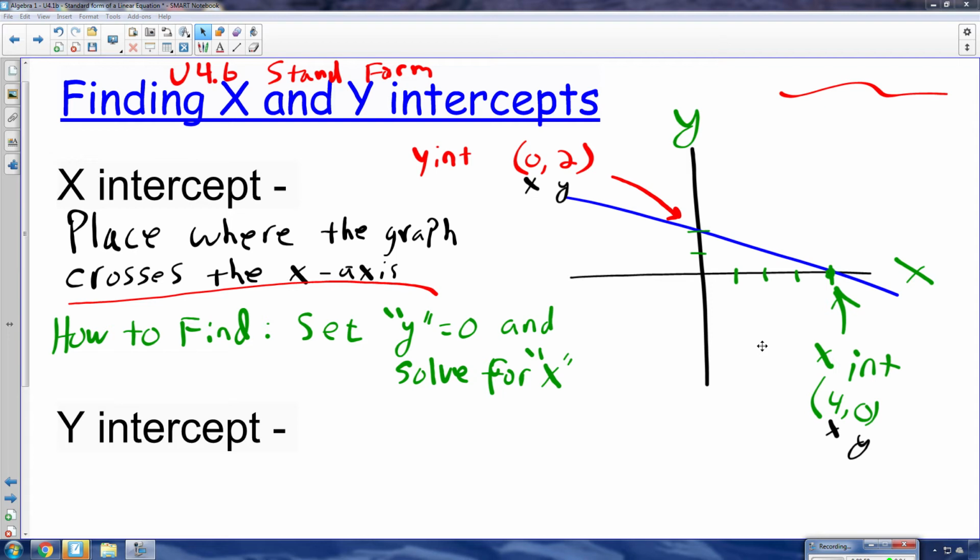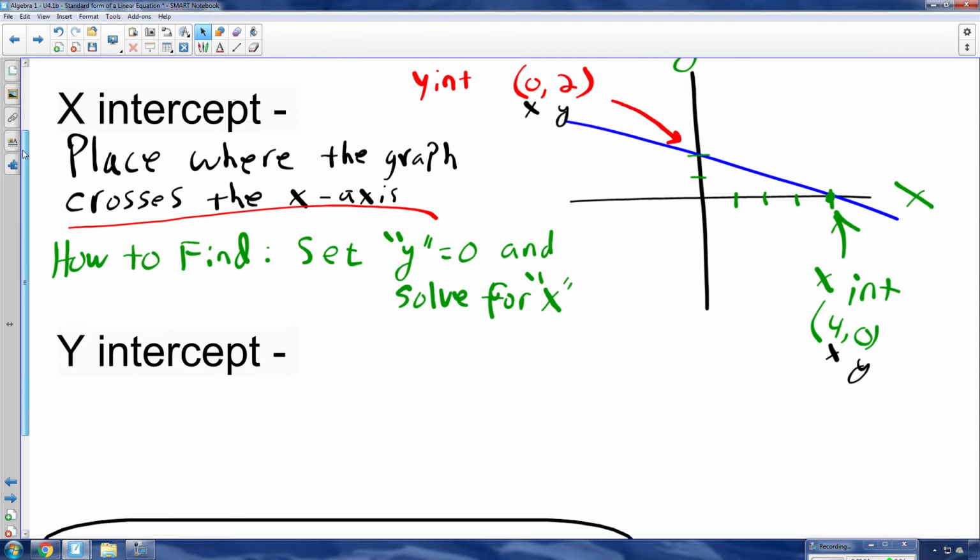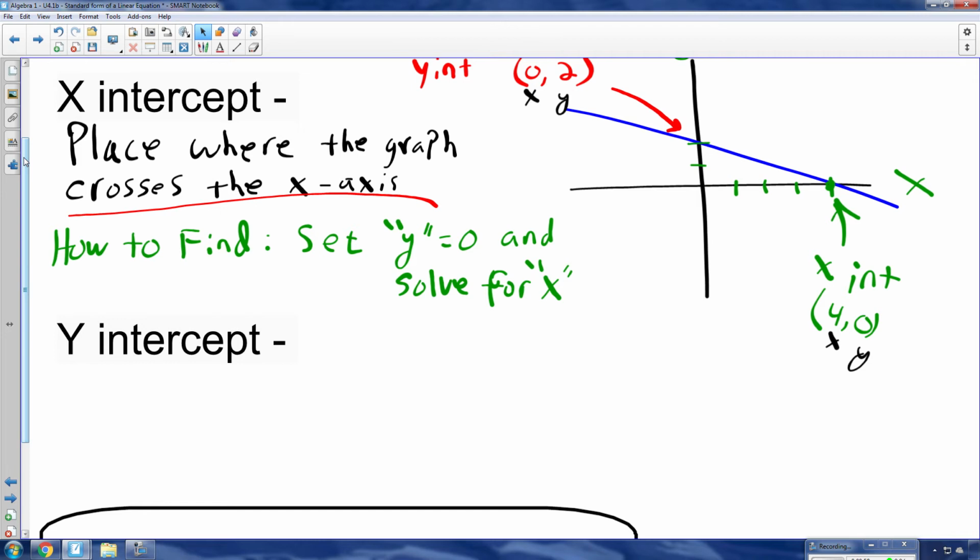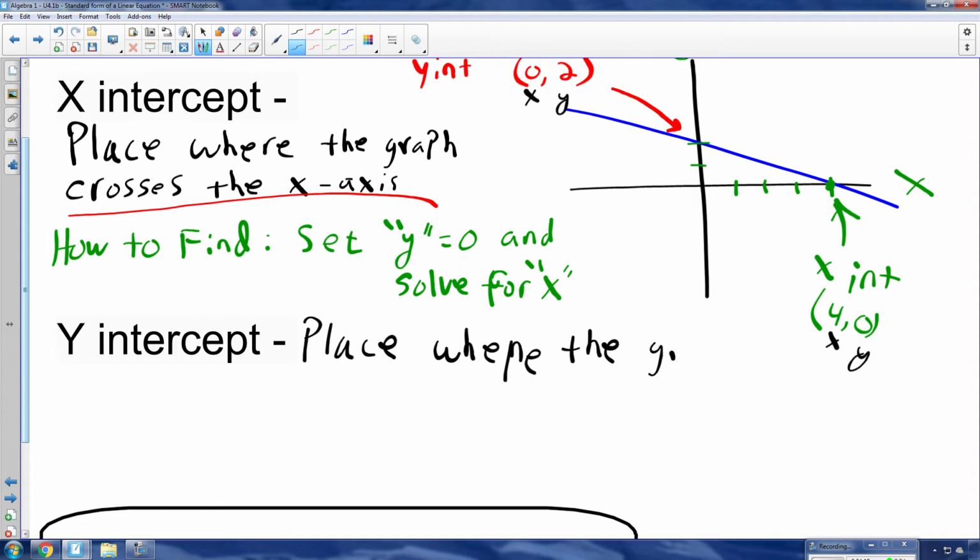So let's talk about the y-intercept. I think you can probably build off of what we said. So what do you want to say about the y-intercept? Go ahead and jump in and tell me what you think the definition of the y-intercept is. What do you think? Place where the graph crosses the y-axis. I would agree.